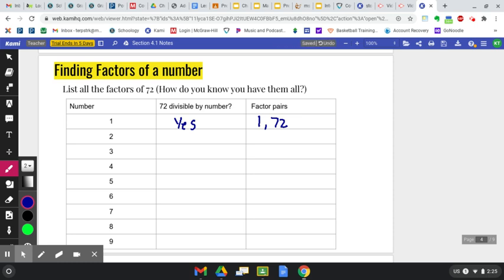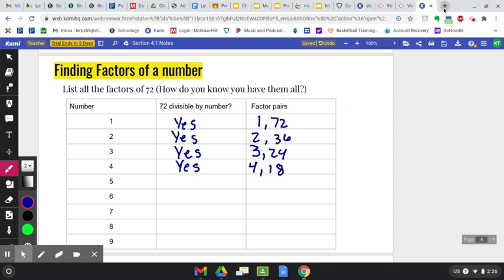So I can go on, is 72 divisible by 2? And I'd say yes, right? And the pair would be 2 and 36. Is 72 divisible by 3? Say yes. 72 divided by 3 is 24. 72 divided by 4. Yes, it is 4 and 18, right? And you don't have to know these off the top of your head. You can just take your calculator and start dividing it.